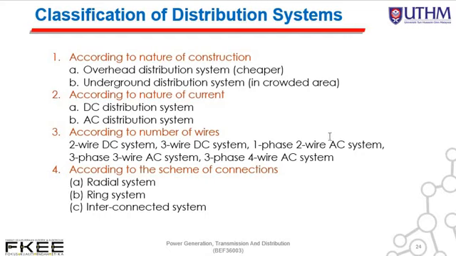As mentioned before, the classification of distribution systems can be categorized according to the scheme of connection. The first one is based on the nature of the construction. The second one is based on the nature of current. The third one is according to the number of wires, whether it is a 2-wire system, 3-wire system, single phase, 3-phase, and so on. And last but not least, according to the scheme of connection, which is either bi-radial, ring, or interconnected system.